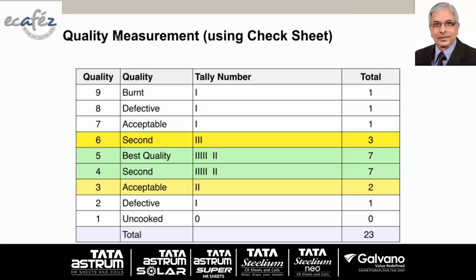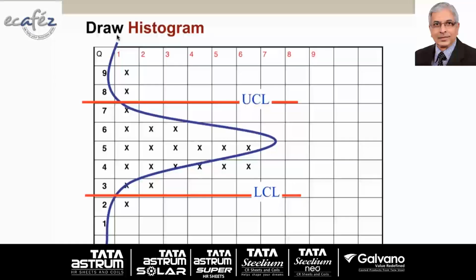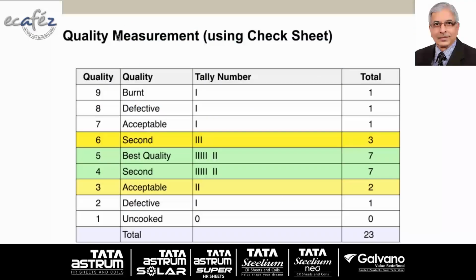So the categories are burnt, defective, acceptable, seconds, best quality, seconds, acceptable, defective, uncooked. These were sorted out and inspection was made, and this is the data generated, where the check sheet has been used to generate the exact number of each quality of toast made under the design of experiment. So the same data can be put in other forms. That was the use of the check sheet you have seen.